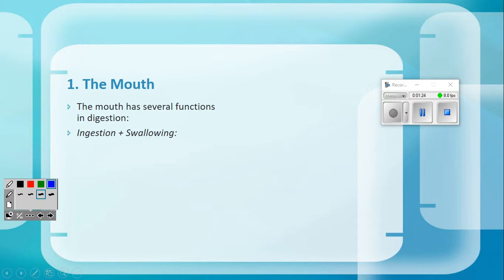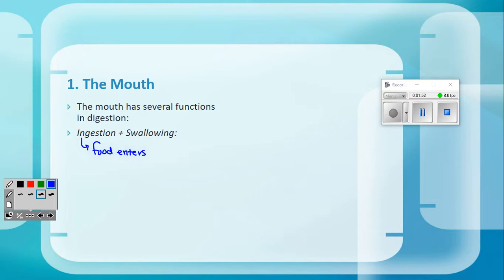So we're starting by talking about your mouth. And if we consider what your mouth does, the first and most obvious thing that your mouth does is it allows you to ingest food. Now, ingestion is the first of the four processes of your digestive system.